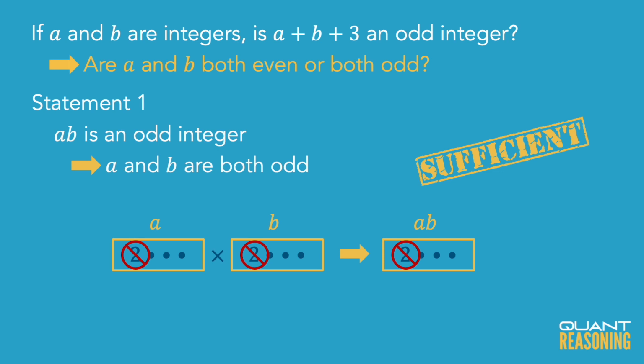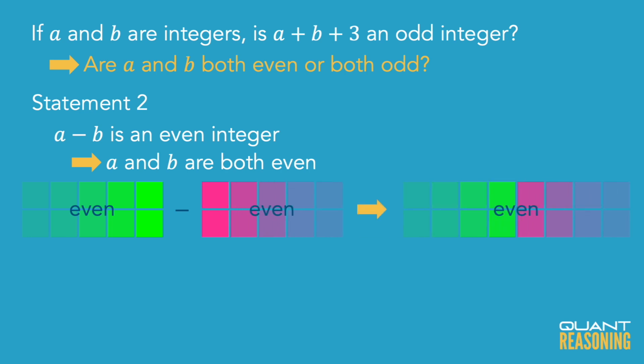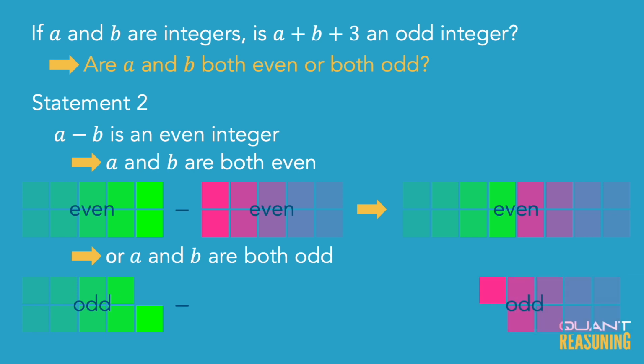We can go ahead and eliminate the answer choices that claim that statement 1 is not sufficient on its own, B, C, and E. Now, statement 2 tells us that a minus b is even, meaning that either a and b are both even, there was no remainder for either of them, and of course there's still no remainder when you subtract one from the other, or a and b are both odd, meaning they each had a remainder of 1, but when you subtract one from the other, the remainder of 1 gets subtracted from the other remainder of 1, and you end up with a remainder of 0.